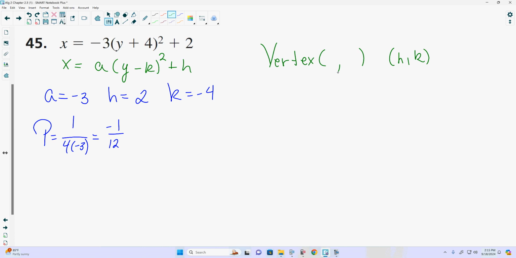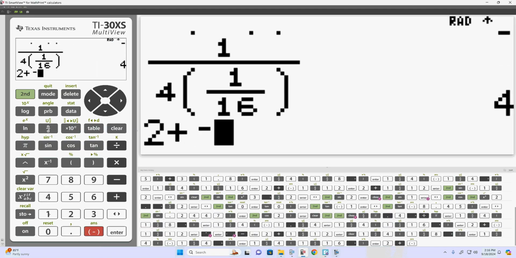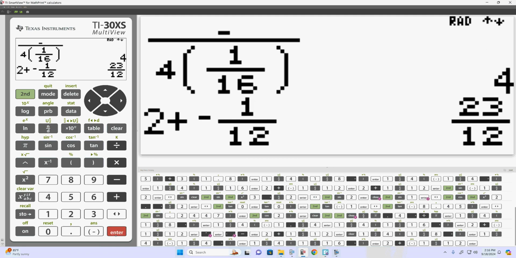Vertex, h comma k, so here it would be 2 comma negative 4. Focus, here it's going to be h plus p comma k. Well, our k value is negative 4. The h plus p would be 2 plus what? Negative 1 over 12. We can let the calculator do that for us, and it's 23/12.